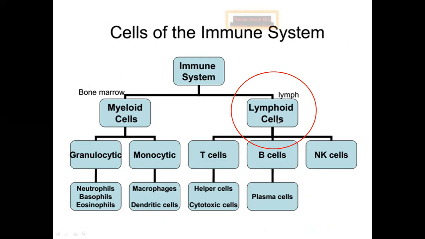Lymphoid cells can be further divided into T cells, B cells, and natural killer cells. And myeloid cells can be differentiated into granulocytic cells and monocytic cells. Granulocytic cells include neutrophils, basophils, eosinophils, and monocytic cells are the phagocytic cells, which include macrophages and dendritic cells.